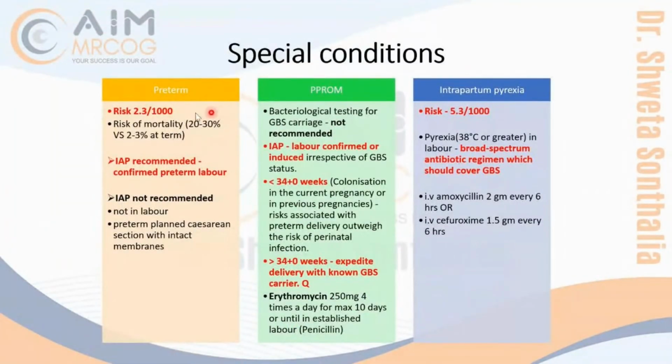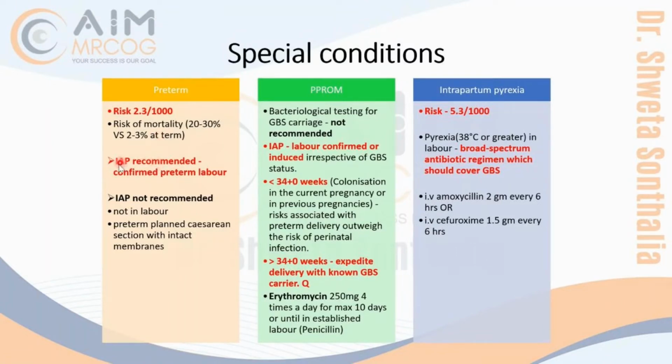Now, preterm PPROM or intrapartum pyrexia, I have taken separately because this is something they like to ask about and something we get confused about. We all know that in pyrexia the risk of transmission is 10 times, and here the risk is 4 times approximately. So 2.3 and 5.3 in place of 0.57 per 1,000. This is important for us to understand these two situations. If you see in preterm, the mortality is 20 to 30% compared to 2 to 3%. So it is 10 times more mortality. So you are worried about preterm.